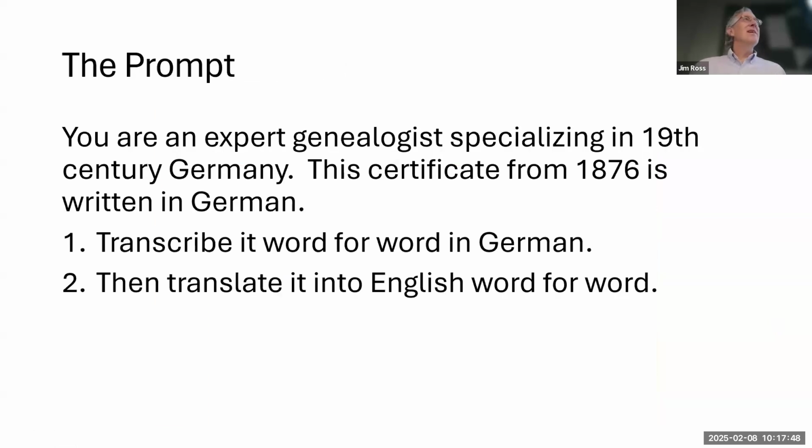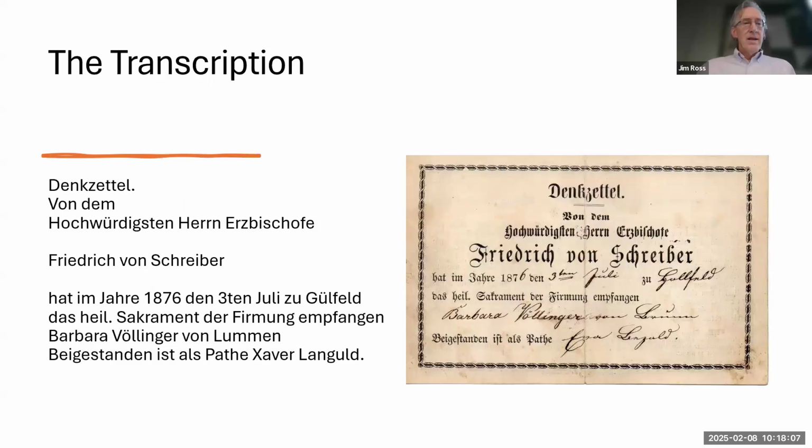And so I said to AI, I said, you're an expert genealogist. You specialize in 19th century German. I have this 1876 certificate. Please transcribe it word for word in German. And then please translate it word for word into English. And so I did that. And so this is what it gave me for the German transcription.